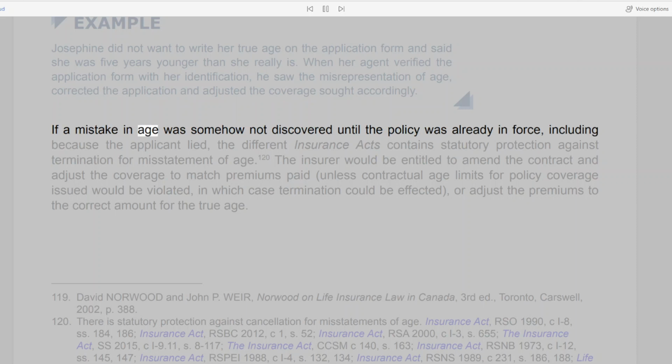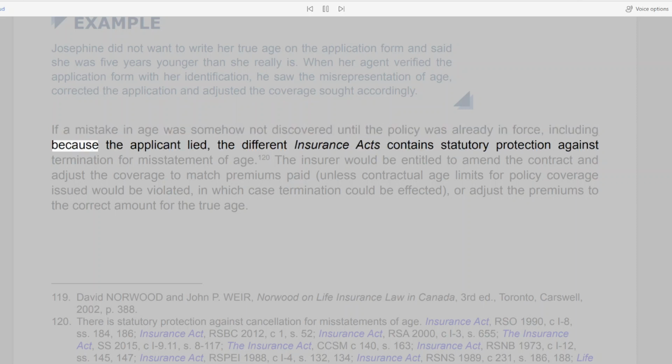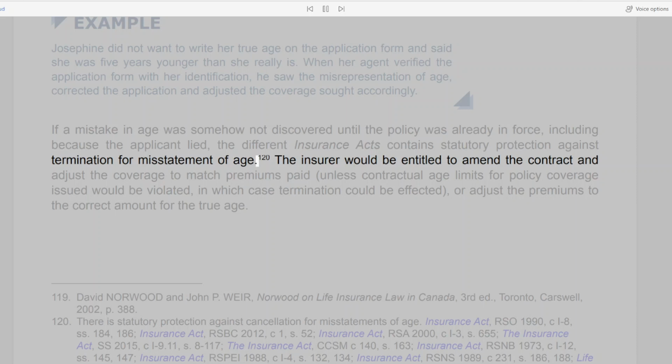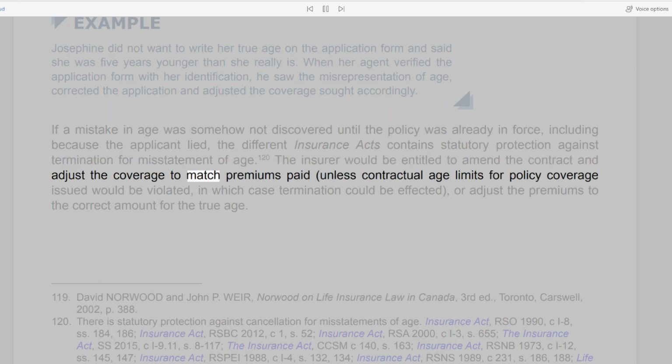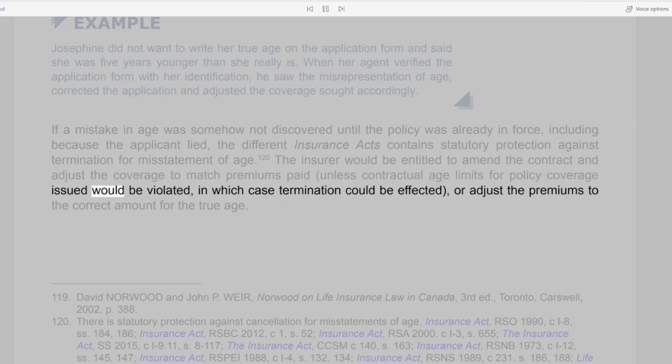If a mistaken age was somehow not discovered until the policy was already in force, including because the applicant lied, the different insurance acts contain statutory protection against termination for misstatement of age. 120 The insurer would be entitled to amend the contract and adjust the coverage to match premiums paid, unless contractual age limits for policy coverage issued would be violated, in which case termination could be effected, or adjust the premiums to the correct amount for the true age.